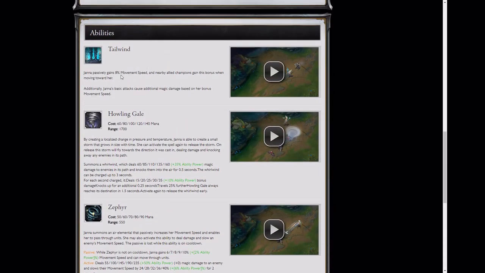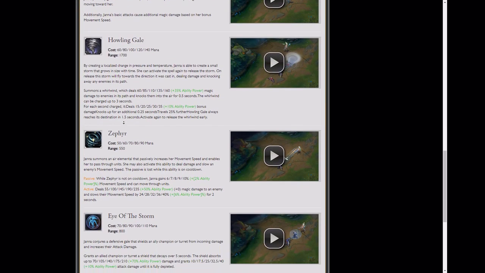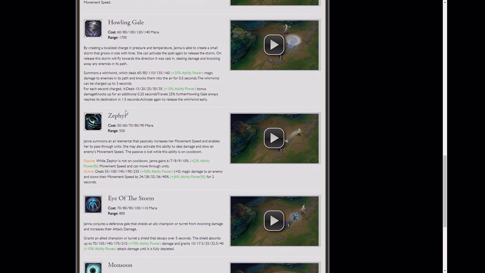Backline champions love movement speed because it means that while they're kiting, their opponent's gonna have to go a longer distance to really reach them. The same is true with knockbacks and knockups. If you knock up your opponent, they're gonna be in a duration of CC where you can either kite or do damage to them, right?